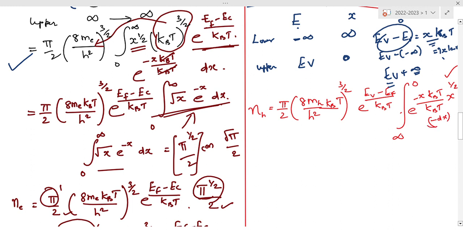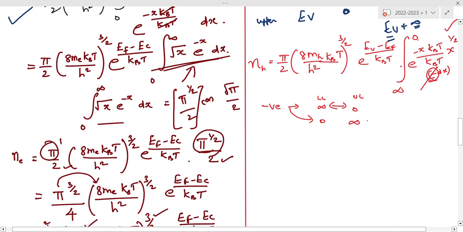This negative sign is utilized for interchanging the limits. Previously, the lower limit is infinity and the upper limit is 0. This negative sign is utilized to make the lower limit 0 and the upper limit infinity. Thereby the negative sign can be taken out.